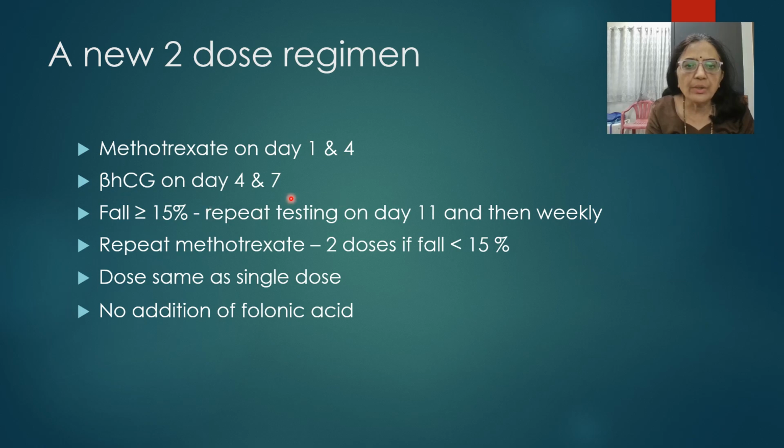satisfactory fall, no need to repeat methotrexate. If unsatisfactory, that is if it is less than 15%, then only another 2 doses of methotrexate are to be given intramuscularly with the same dose of 50 mg per square meter. I want to repeat it once again here, that in all these methotrexate regimens, whatever we have seen, single dose, multi-dose, 2-dose, everywhere it is administered parenterally, intramuscularly. In this two-dose regimen, the dose is the same as single dose, 50 milligram per square meter, and there is no addition of folinic acid.